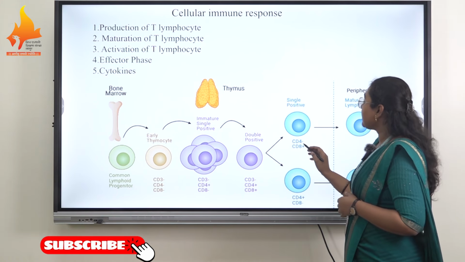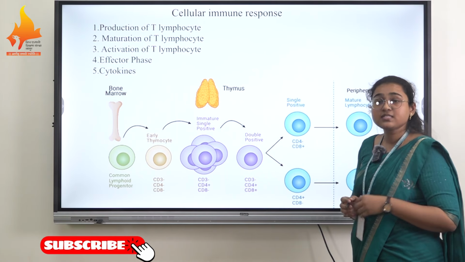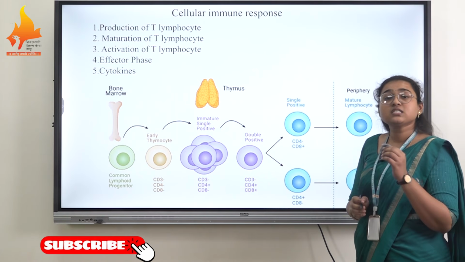The T cytotoxic cell consists of CD8 plus and CD4 minus cluster of differentiation, as well as the T helper cell consists of CD4 plus and CD8 minus cluster of differentiation on their cell surface. So this is all about the production. Production takes place in bone marrow.